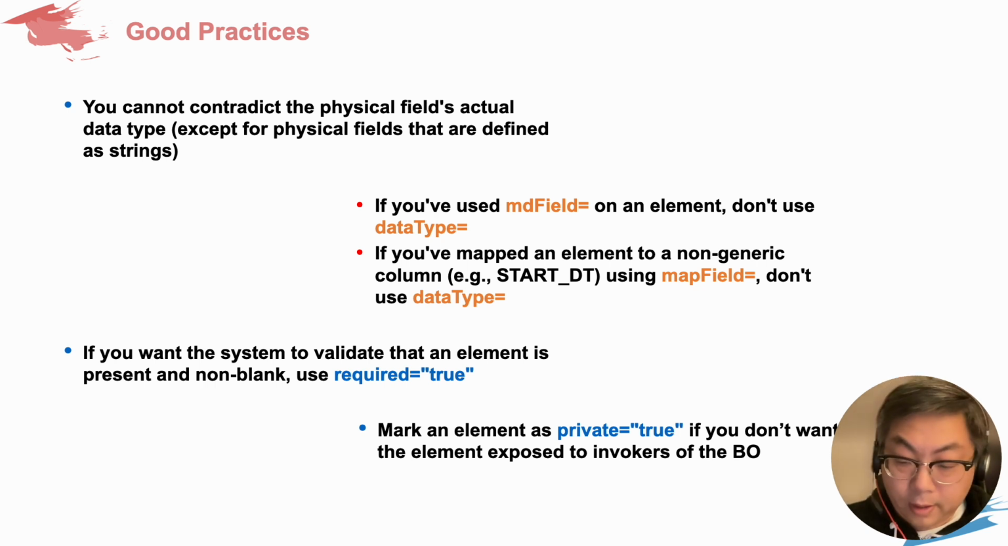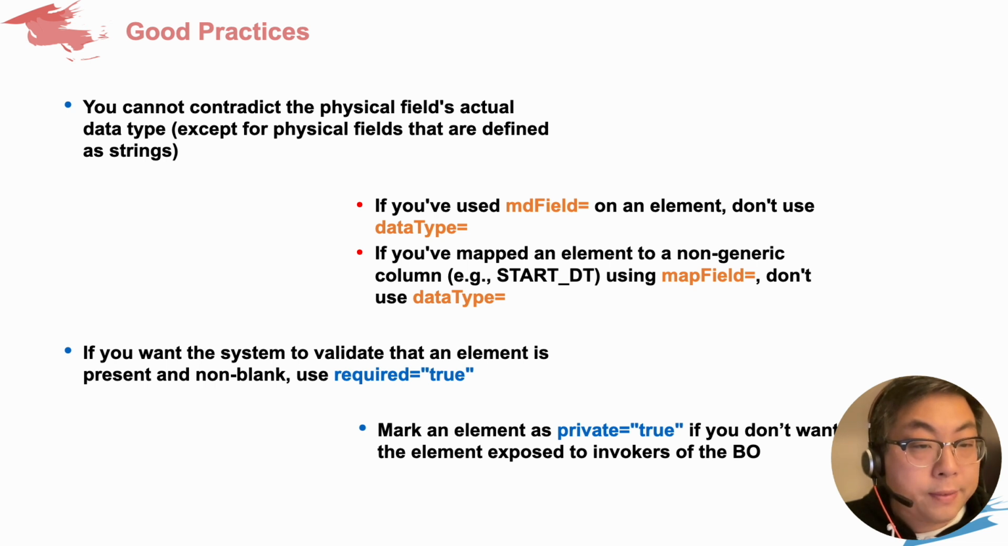So when you are defining a field, if you create something from scratch, say map field to a particular field, and you save the schema, sometimes the data type will be populated if it's not a string. So you might have seen that before, but you can try it yourself. The fourth one, if you want the system to validate the element is present and not blank, you can use required equal to true. Yeah, that's a very important feature in your modeling as well.